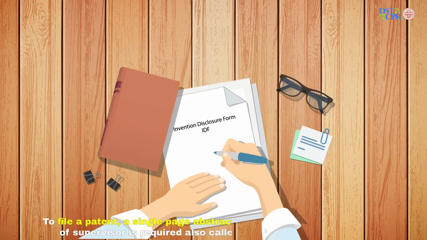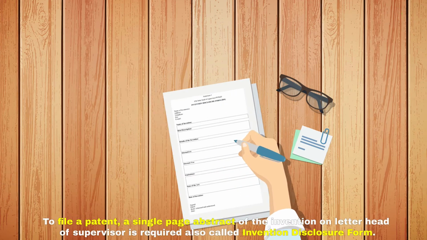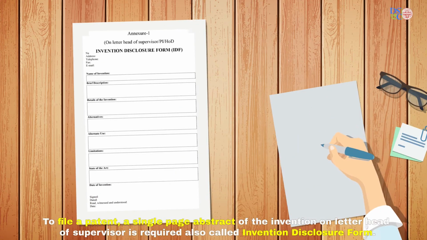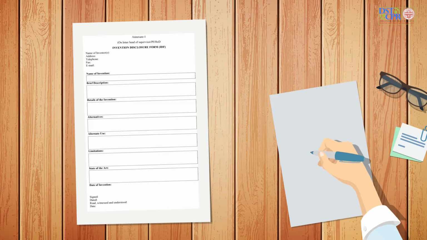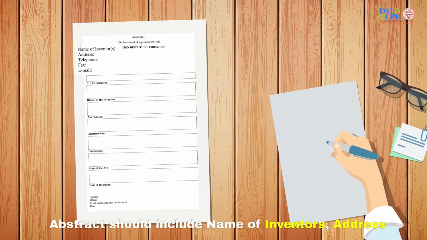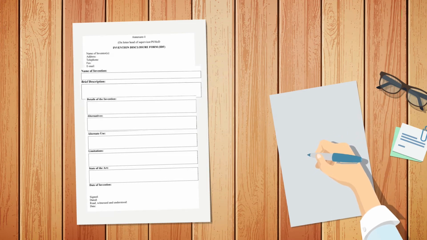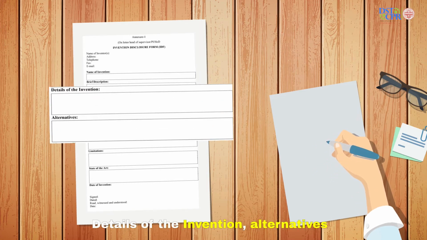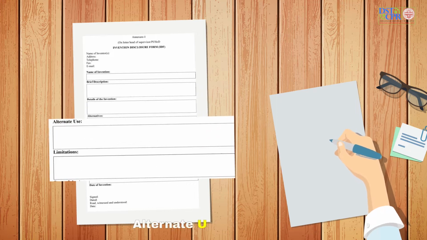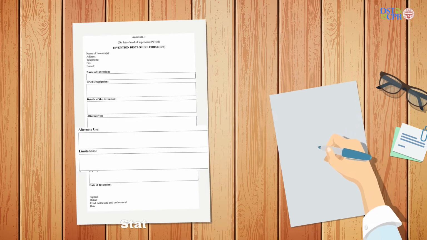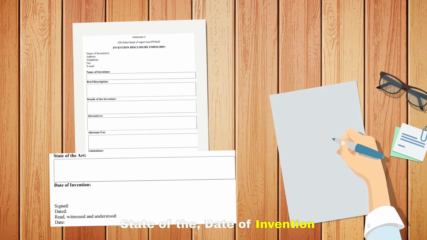To file a patent, a single-page abstract of the invention on the letterhead of the supervisor is required, also called the invention disclosure form. The abstract should include name of inventors, address, name of invention, brief description, details of the invention, alternatives, alternate use, limitations, state of the art, date of invention.